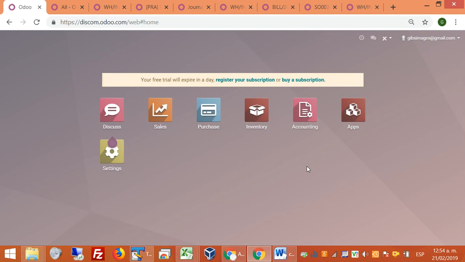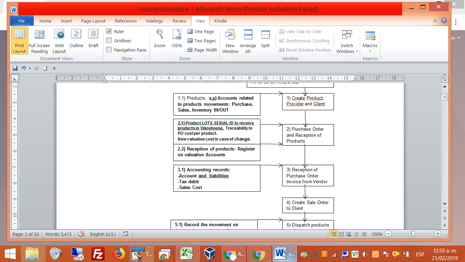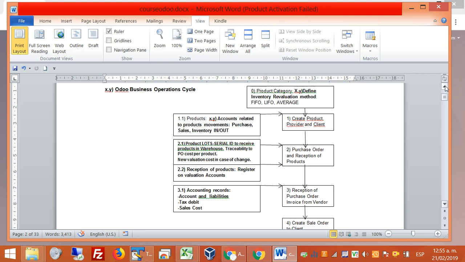We are going to make a course on how to implement the purchase, inventory, sales and accounting modules. We're also going to explain the theory and the background needed to make a good implementation of Odoo. First, we are going to explain why it is important to understand the revaluation methods of the inventory.